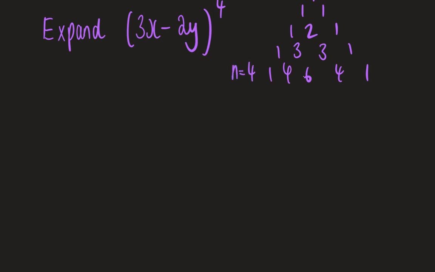How do I know that? Because row 4 starts with a 1 and then a 4. Row 3 starts with a 1 and then a 3. Same thing up: row 2 starts with a 1 and then a 2. So I know I've got to row 4. I don't need to go any further for this question.